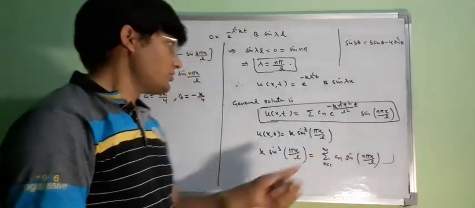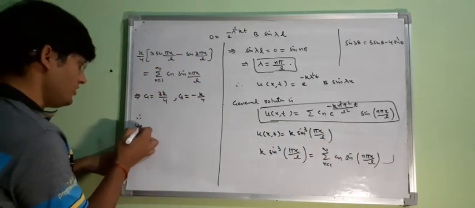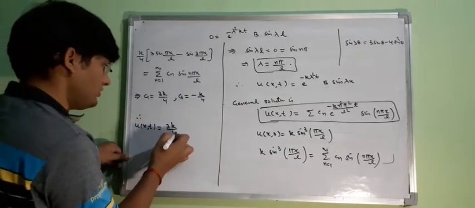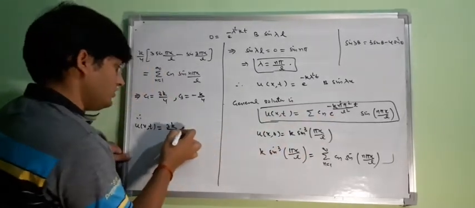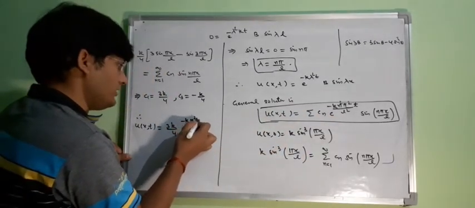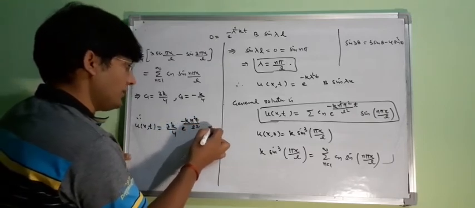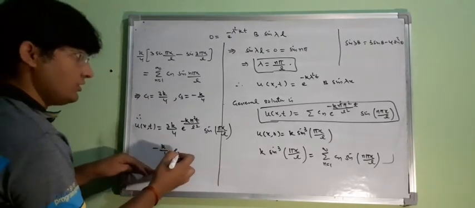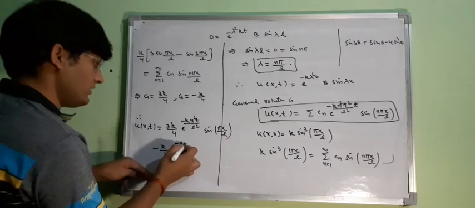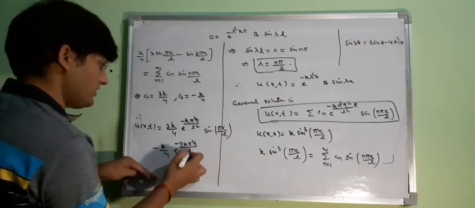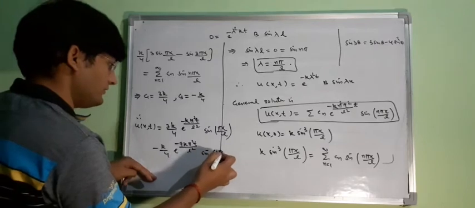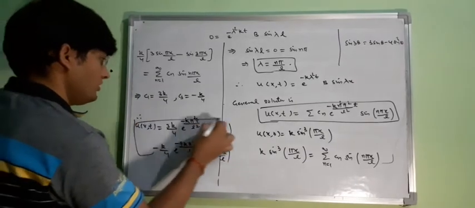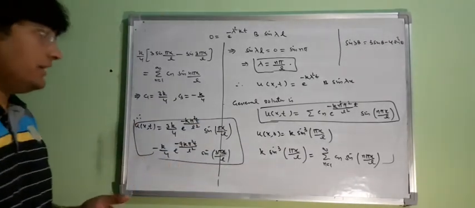So from here your solution will be, therefore, our answer is: C1 means 3k upon 4, that means when your n is 1, into e power minus k pi square t divided by L square into sine pi x upon L. Then C3 is minus k upon 4, when your n is 3, that means e power minus 9k pi square t upon L square into sine 3 pi x upon L. So this is your solution of the problem. This is your solution of the one-dimensional heat equation.